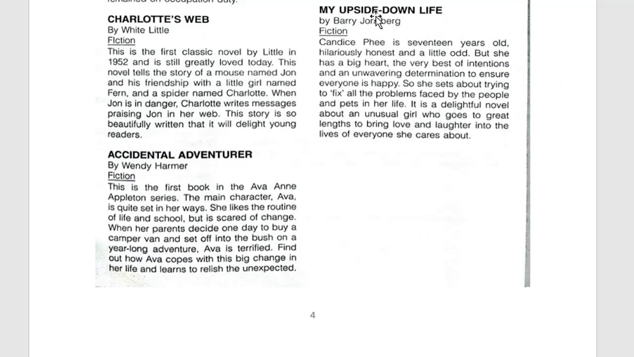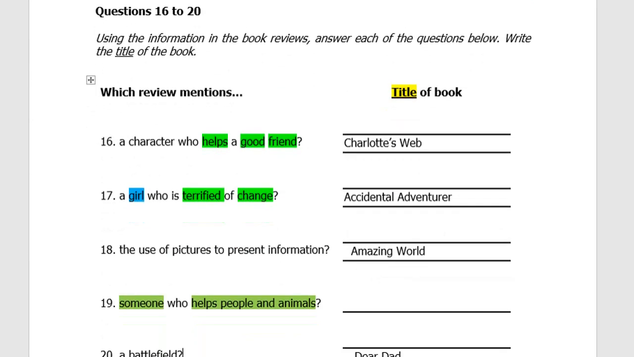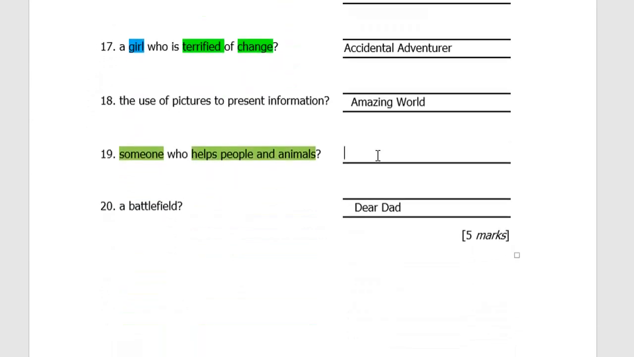You see the word upside-down with the hyphen? So you have to follow. You have to write the hyphen as well. Okay, so the answer is My Upside-Down Life. So this is how you answer.